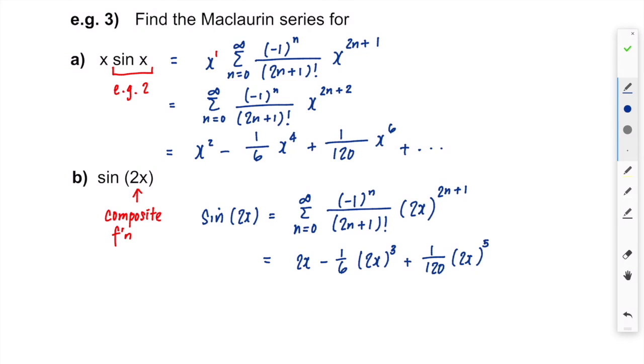Okay, let's clean up. 2x minus 8 over 6, or it's 4 over 3, x cubed. This is 32 over 120. We can simplify that by 8, which is 4 over 15, x to the power of 5. One thing I did not include on the last line, but I shouldn't miss, is the dot, dot, dot. You can use minus, you can use plus. It's okay because you're just alternating after, okay? And that's your first lesson on Maclaurin polynomial and Maclaurin series.